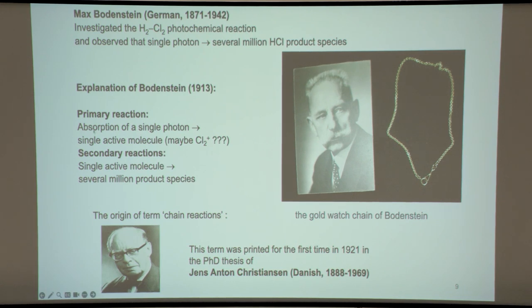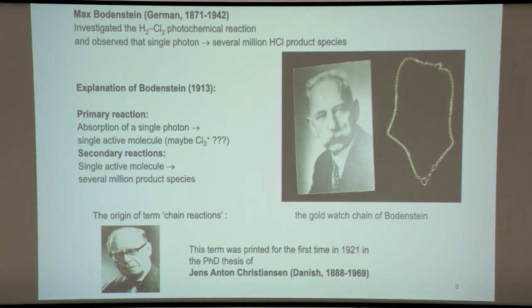So they said there was a primary reaction, the absorption of a photon, and it creates a chlorine radical, and then this chlorine radical reacts with hydrogen and produces hydrogen chloride, but at the same time it makes an H radical, which then allows chlorine to be activated, and like this the process keeps continuing.